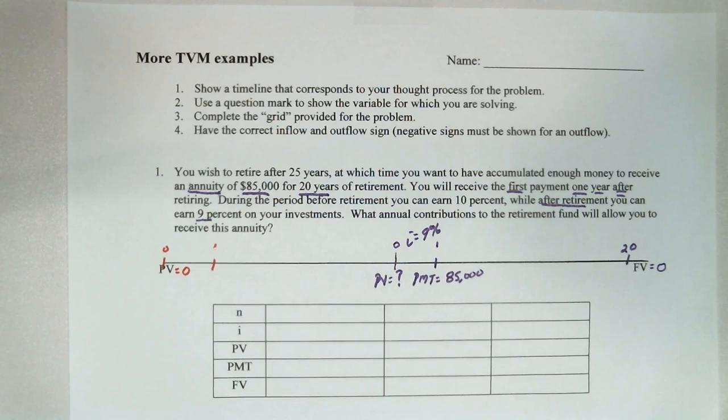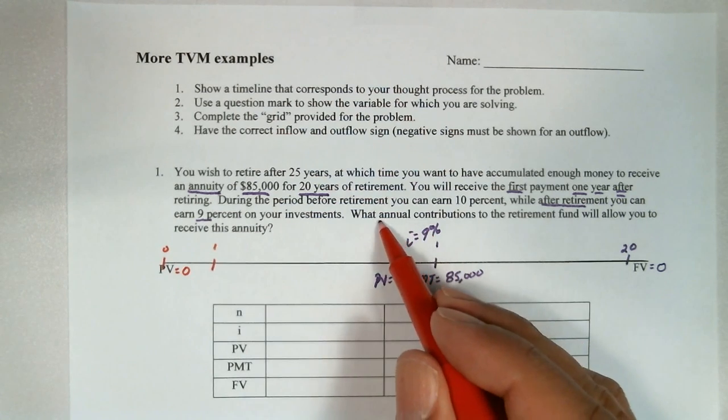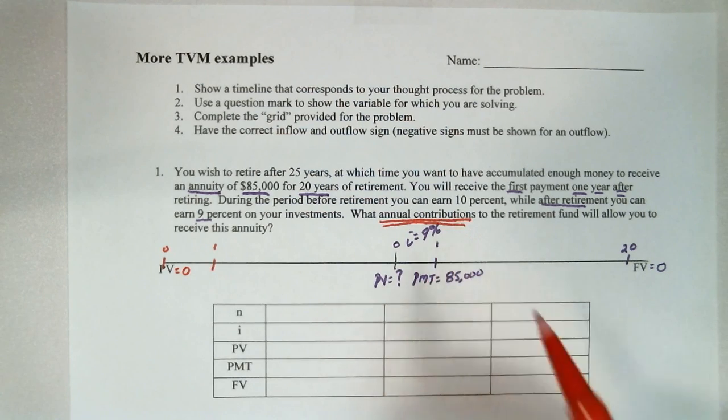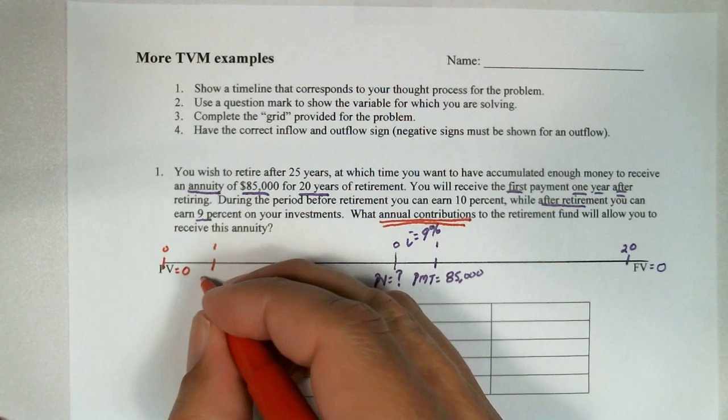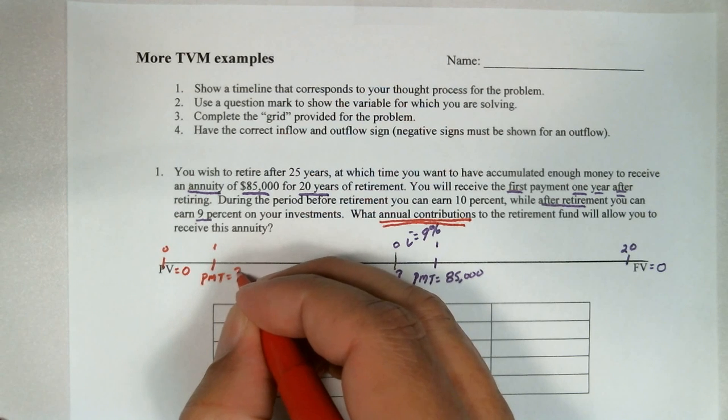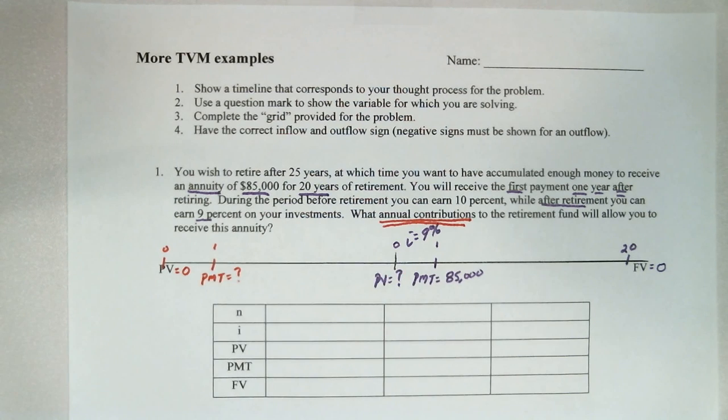Now, probably what I should have done is, to tell you the truth, ask what's the big question? Here's the big question, folks. What annual contributions to the retirement fund do we need? Annual contributions. What does that sound like to you? You're right, a payment. So this is the big unknown right here. What's the payment, right?